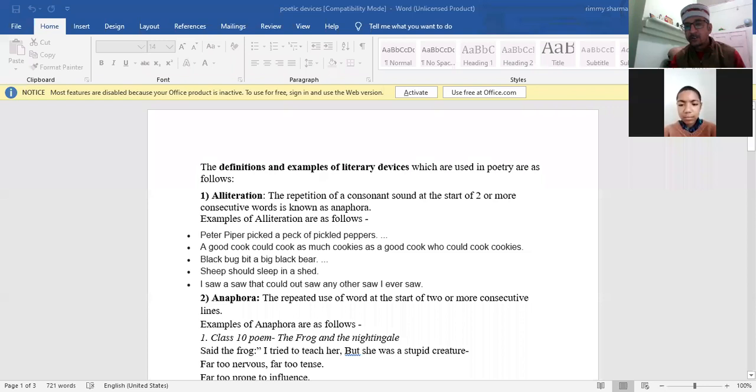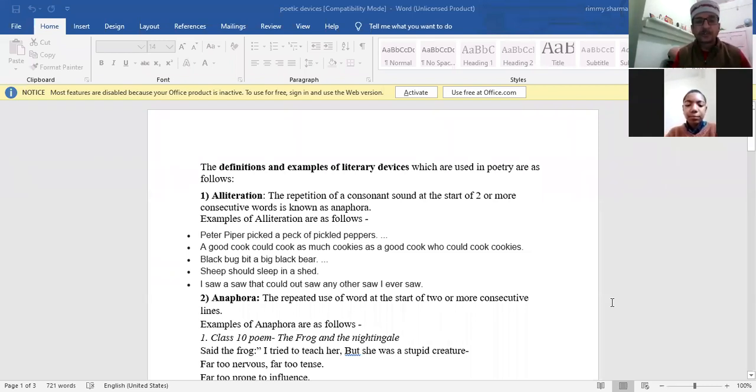Let's see. I'm just telling you in general all the poetic devices, and then we will do the poetry specific ones as we do the poetry. Fine. Now, the first one I told you is alliteration. Alliteration, as I told you that day, is kind of a tongue twister. There is a lot of difference between various alliterations. We have to understand it very, very carefully.